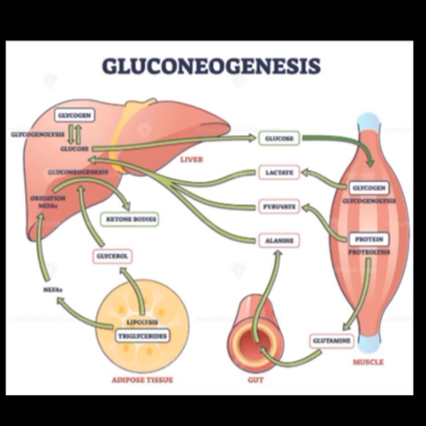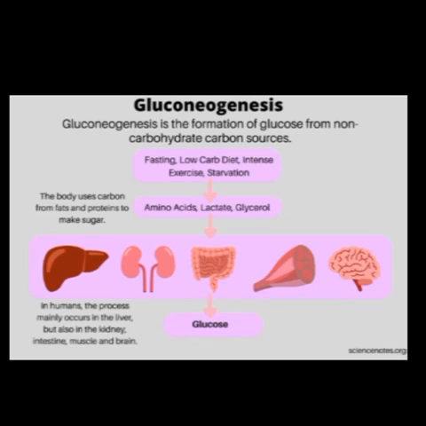Gluconeogenesis is a metabolic pathway that results in the generation of glucose from certain non-carbohydrate carbon substrates. The pathway of gluconeogenesis occurs mainly in the liver and kidney cortex and to a lesser extent in the small intestine. The major substrates for gluconeogenesis include lactate, pyruvate, propionate, glycerol, and 18 of the 20 amino acids. The exceptions are leucine and lysine.